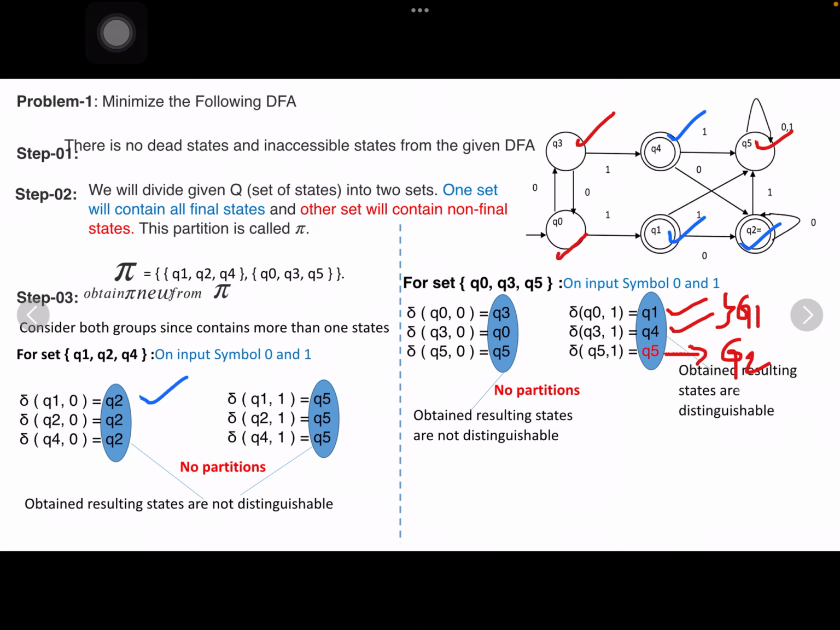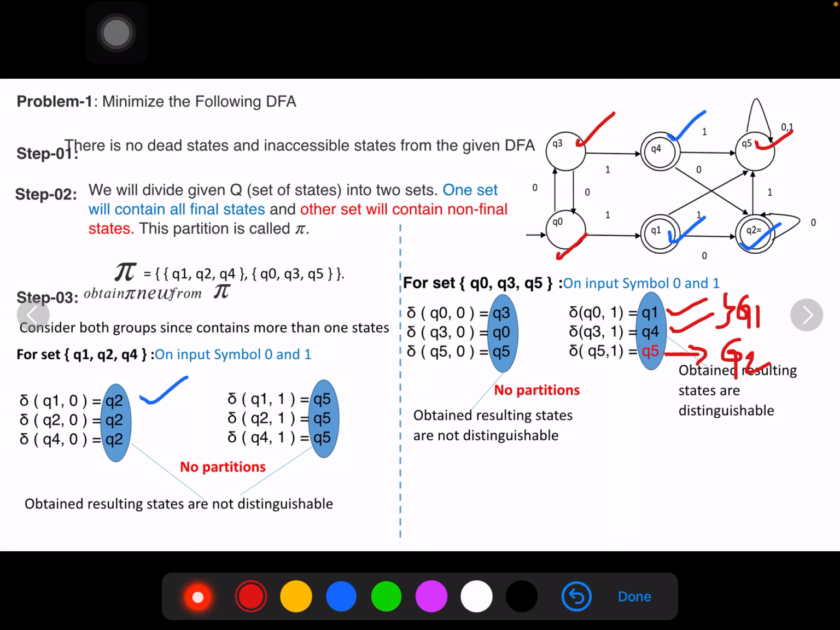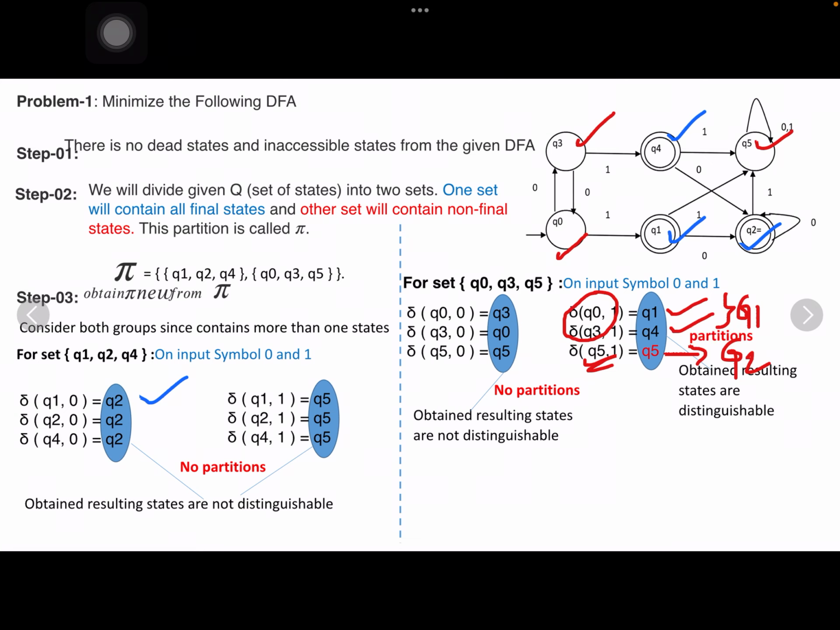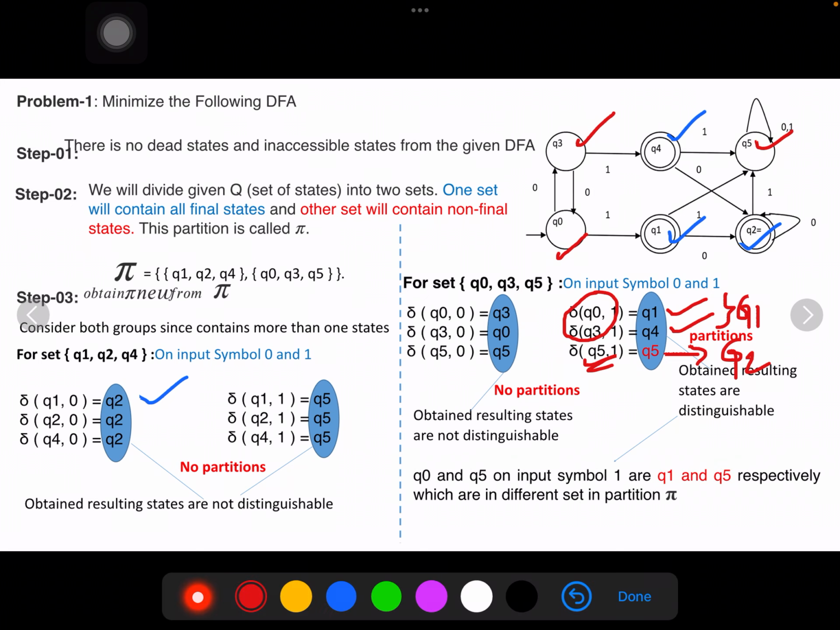The resulting states are distinguishable, so I have to do the partition. How to do that partition? These two become one group, and this will go to another group. Look at that, π new is Q0, Q5 on input symbol, going to G1 or Q1, Q5, Q1 respectively, which are in different sets of the partition.